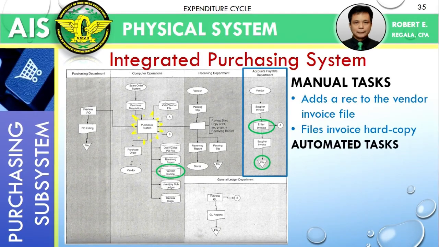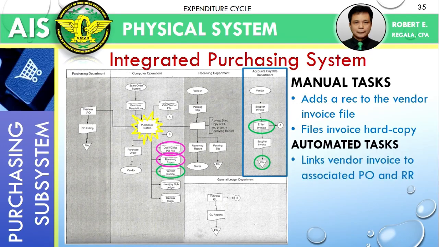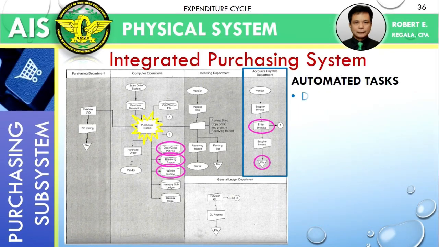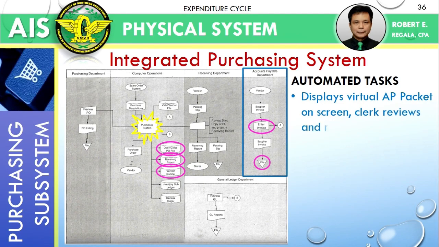The following tasks are then performed automatically by the system. 1. Using the PO number as a common attribute, the system links the vendor invoice to the associated purchase order and receiving report records. 2. The system reconciles the supporting documents and creates a virtual AP packet to authorize payment. 3. The system displays the virtual AP packet on the AP clerk's computer screen for review. A sample of the screen is presented in the Google Drive folder, accessible from the FB post.